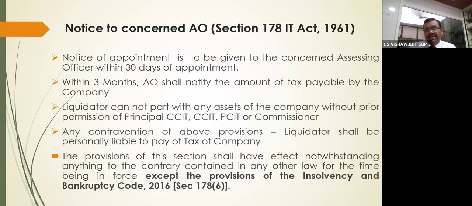Now, the provisions of this section shall have effect notwithstanding anything contrary contained in any other law for the time being in force. Means these provisions are applicable even if contrary provisions have been given in any other law, except the provisions of the Insolvency and Bankruptcy Code. Means the provisions of the Insolvency and Bankruptcy Code will have the overriding effect upon these provisions. So these provisions are not applicable in case of voluntary liquidation or liquidation under IBC. But if the company is being liquidated under Section 271 of the Companies Act 2013, then these provisions are applicable.